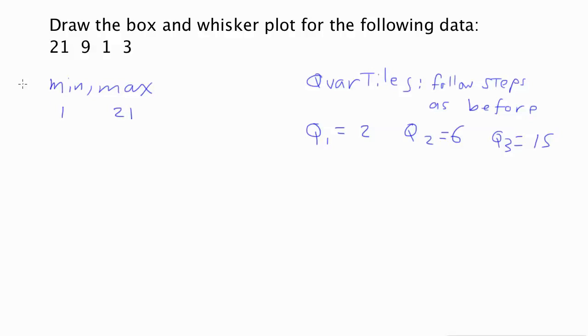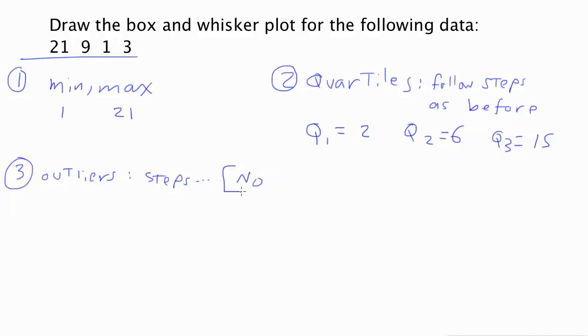So that's what you have to do. You need to find the minimum and the maximum. That's the steps of the solution. Step 1 is to find the minimum and maximum. Step 2 is to find the quartiles. Step 3 is to find outliers. I'll leave this also to you to follow the steps, and if you follow them, we find out that in this example there are no outliers.